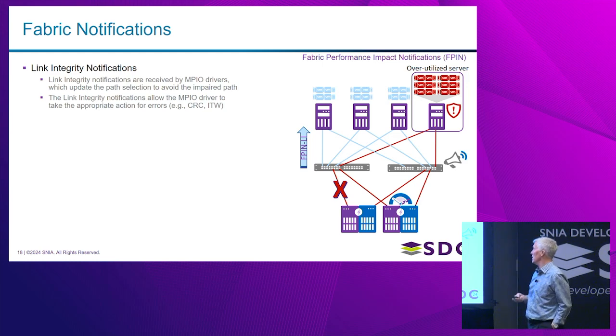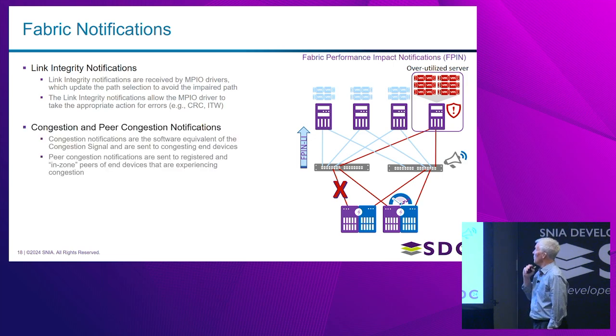So a link integrity notification can be sent when we see that there's an error on a particular path. That's a physical error, like we've exceeded the number of CRCs detected on a particular port. For congestion situations, we can also send a notification to the endpoints to indicate, hey, you are behaving in a congesting manner, and to its peers to say, hey, we believe this egress port is congested. So those notifications can also be sent out to help drive the communication through the system.